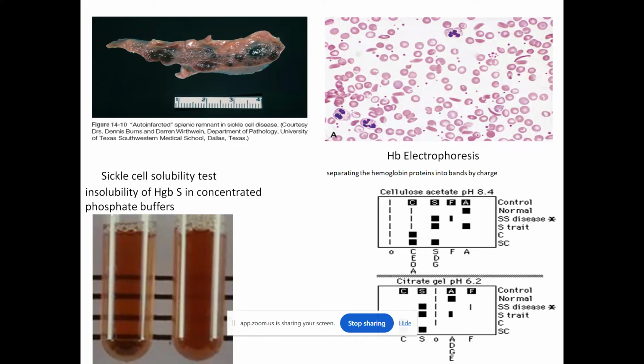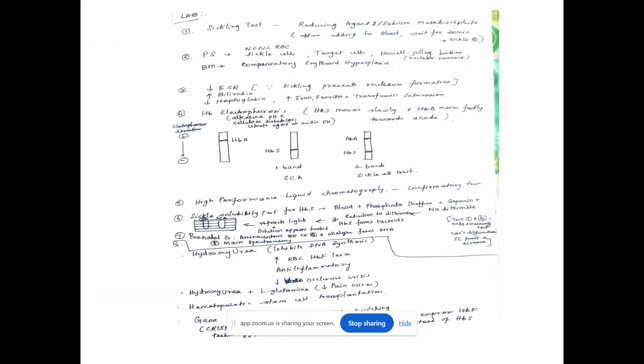One more test is the hemoglobin electrophoresis. Various hemoglobins will go to different areas according to the acidic or alkaline pH. They will travel different lengths, and according to that, we can identify which hemoglobin is present. So this is the hemoglobin electrophoresis.